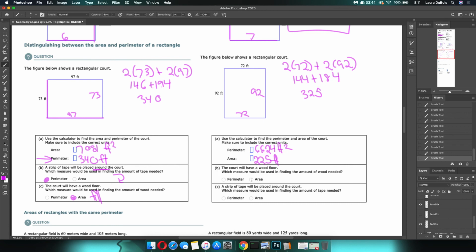Court will have a wood floor, that's perimeter. Tape will be placed around, that's perimeter. Isn't that the same problem? That's exactly the same wording. Okay, I'm going to assume that they'll have different wording for this, because apparently my screen grabs were playing with me again.